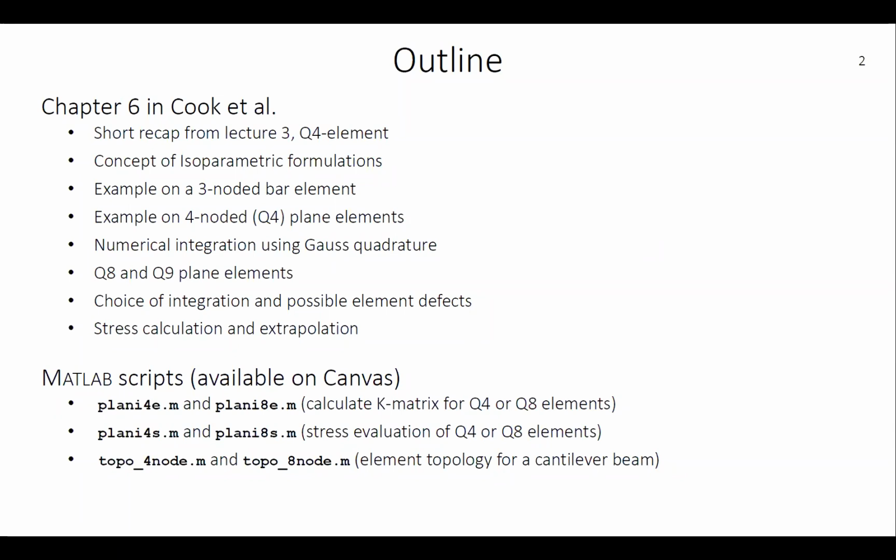And we have a set of MATLAB scripts called Plani4e and Plani8e, which calculate the stiffness matrix for the Q4 and Q8 elements. And these are also for the isoparametric formulations. They will work even for rectangular or non-rectangular elements. So if it's rectangular, it will be the same as the concepts that Kostas went through on Monday.